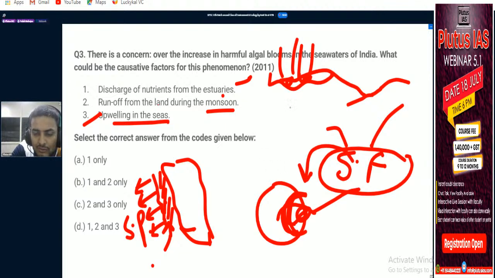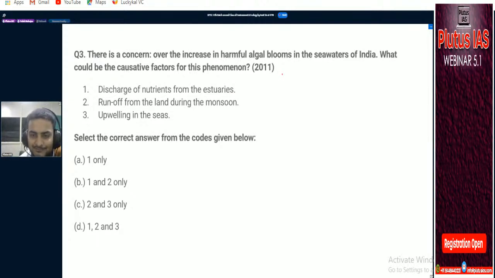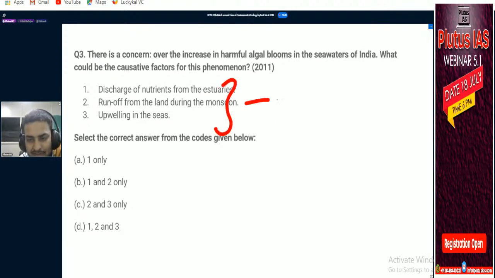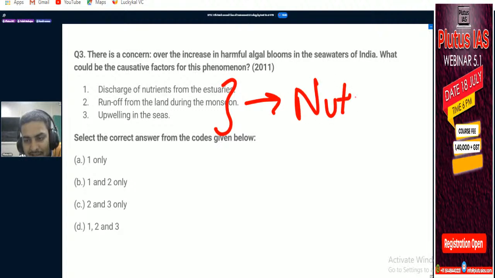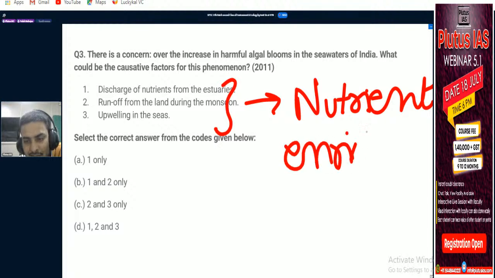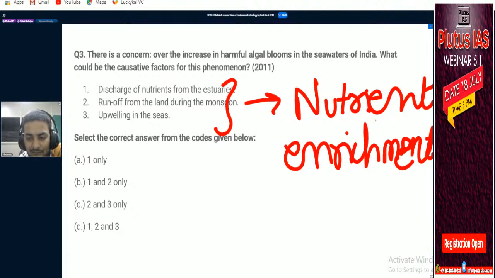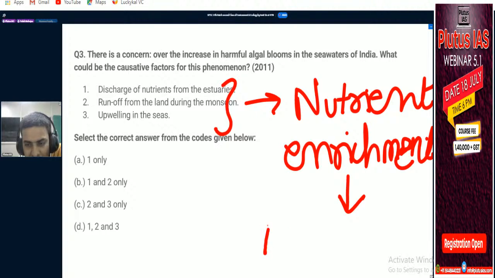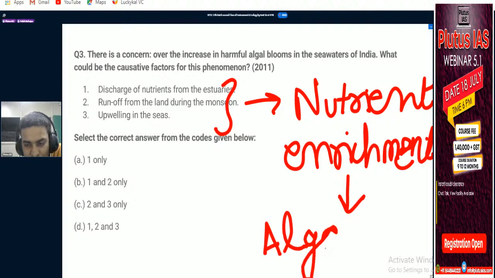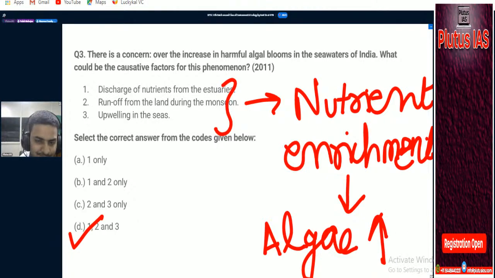Okay. So then the crux of all these options, what is the crux of all these options? The crux is all these options are leading to nutrient enrichment of water bodies. Nutrient enrichment of water bodies, right? And when this nutrient enrichment occurs, algae would thrive because of the sufficient amount of food it needs. So there will be algal bloom, right? So the answer is D.